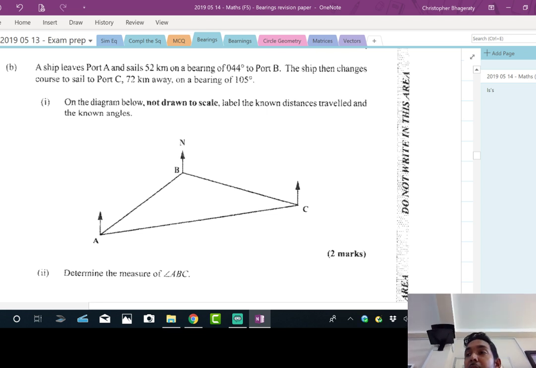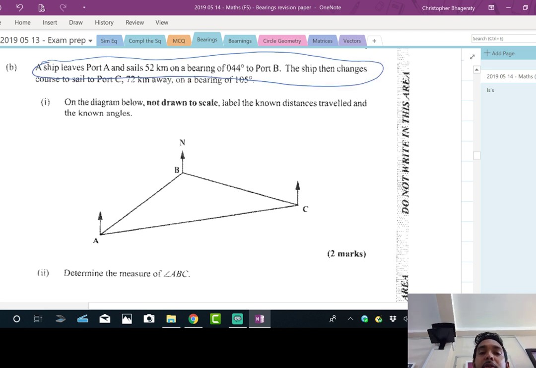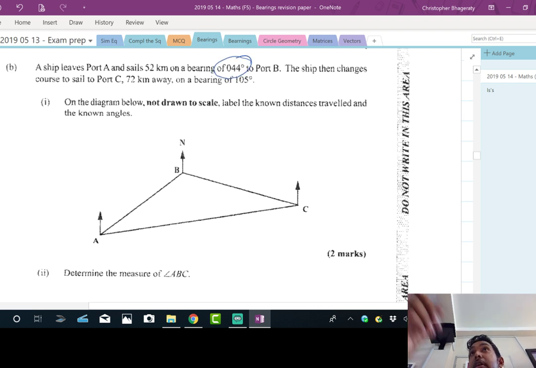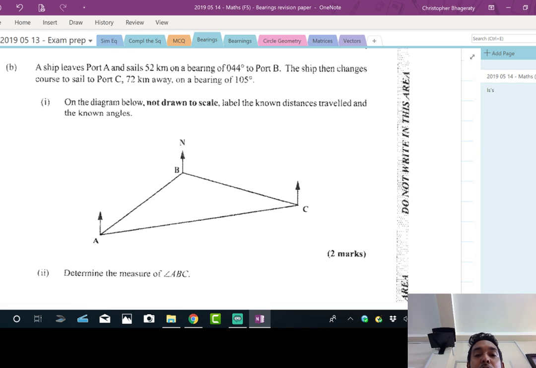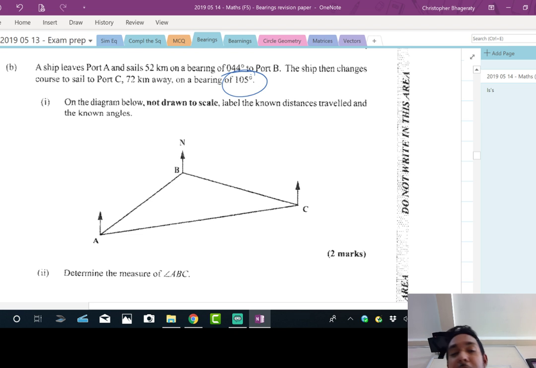All right, let's take a read of the question. A ship leaves port A and sails 52 kilometers on a bearing of 044. You're right, even in the question they put 3 digits. 044 to port B. The ship then changes course to sail to port C, 72 kilometers away, on a bearing of 105.